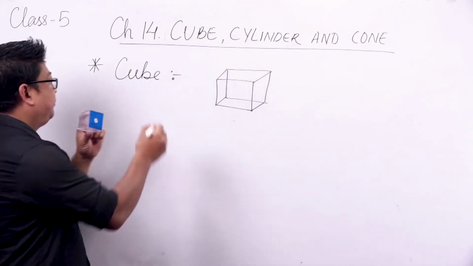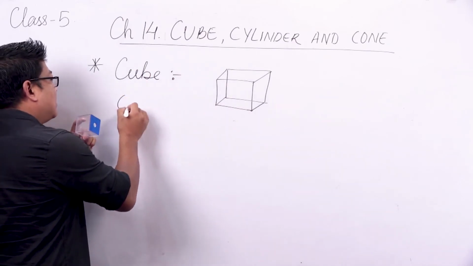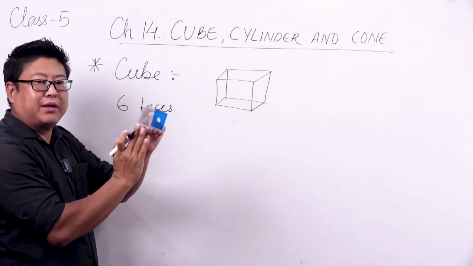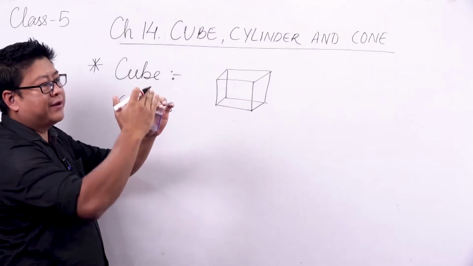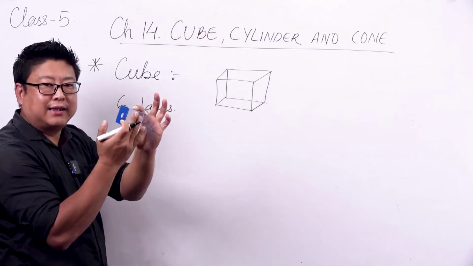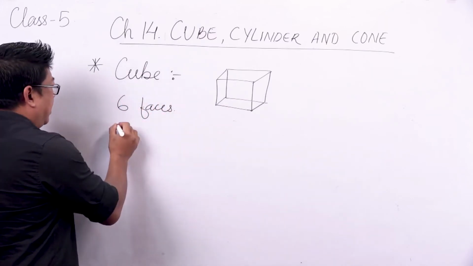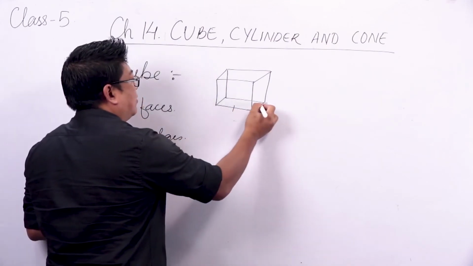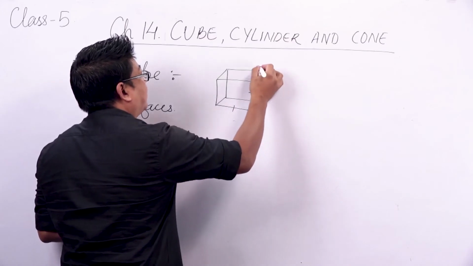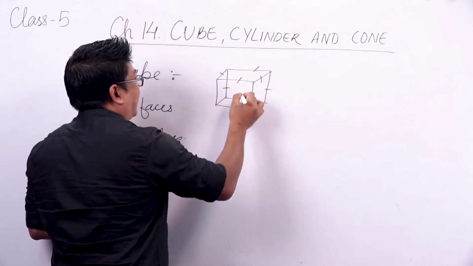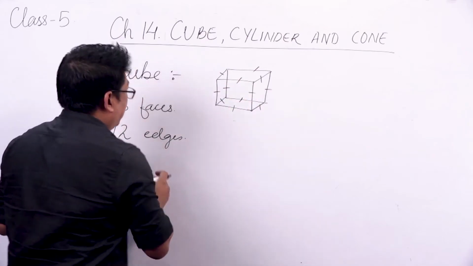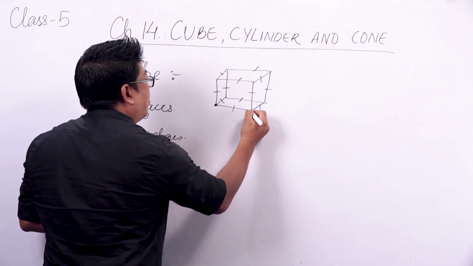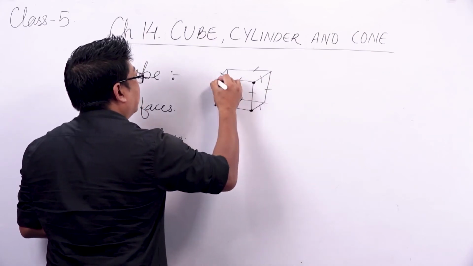So, the number of surfaces, it has 6 faces. We'll just call it face. 6 faces, same thing. 1 face, 2 face, 3, 4, 5, and 6. Same as cuboid. 12 edges. Now let's count the edges here. 1, 2, 3, 4, 5, 6, 7, 8, 9, 10, 11, 12. So we have 12 edges and vertices will also be the same because only the shape differs in them, cuboid and cube.